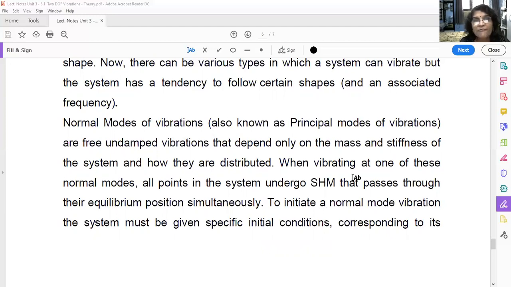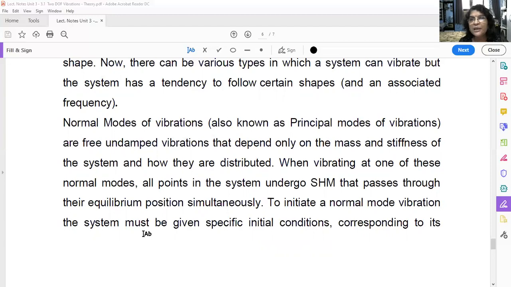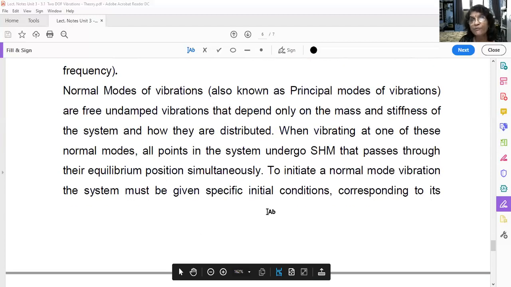When vibrating at one of these normal modes or principal modes, all points in a system undergo SHM that passes through their equilibrium position simultaneously. That means each and every point of the system simultaneously passes through the equilibrium position. That is known as a principal mode of vibration.